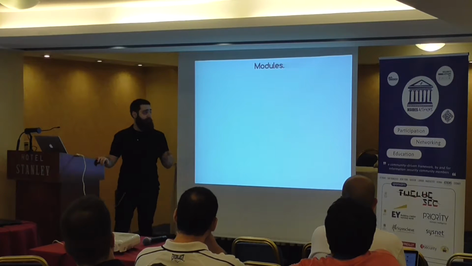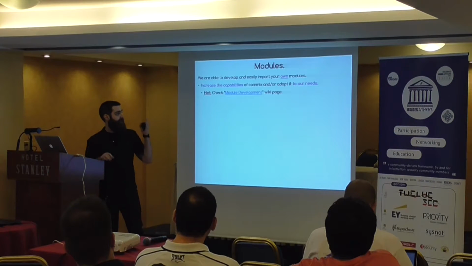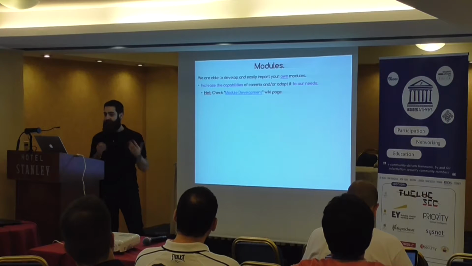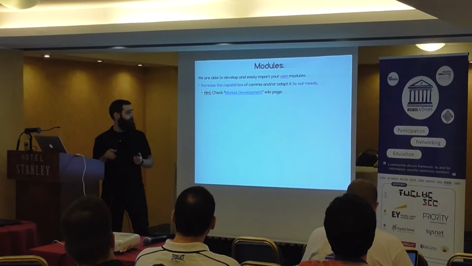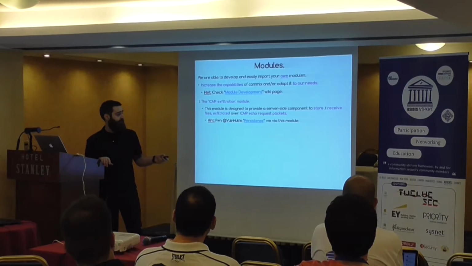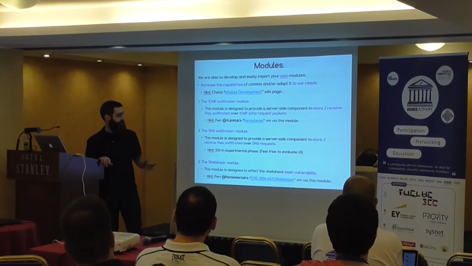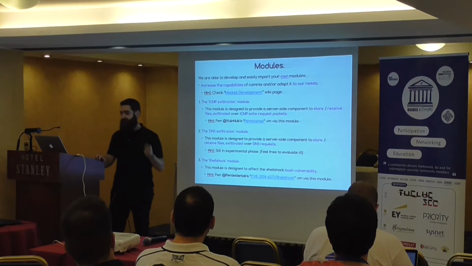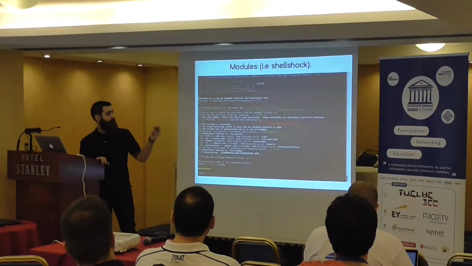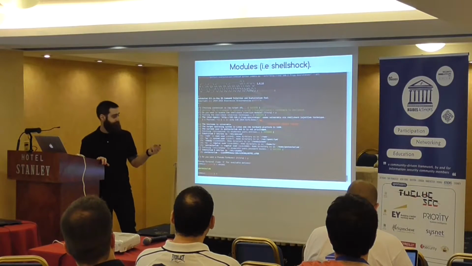Commix is also modular, which means that in order to increase the capabilities of Commix and to adapt it to our needs, we are able to develop and easily import our own modules. For more, please take a look at the module development wiki page. By default, three main modules are supported: the ICMP exfiltration module, the DNS exfiltration module, and of course the shellshock module. And here's the shellshock module in action.